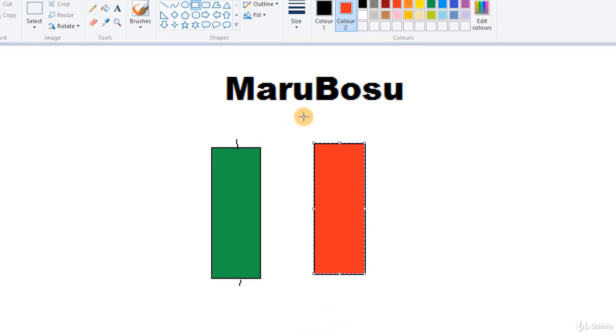Now if you get a green Marubozu on a support or resistance, you should expect the price will go up, and in case of the red one, you should expect that the price will go down.